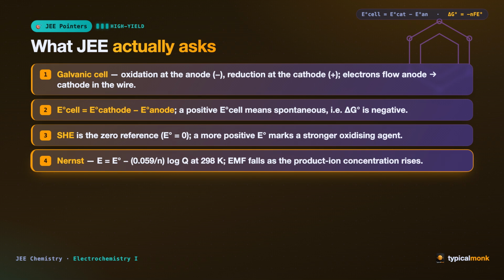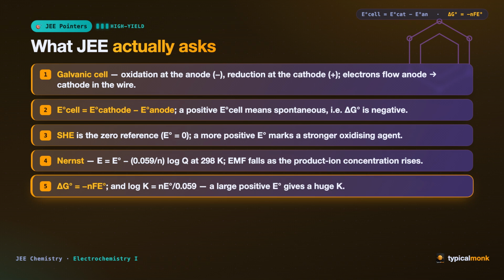4. The Nernst equation, E equals E standard minus 0.059 over N times log Q at 298 Kelvin, the EMF falls as the product ion concentration rises. And 5. Delta G standard equals minus NFE standard and log K equals NE standard over 0.059. A large positive E standard gives a huge K.